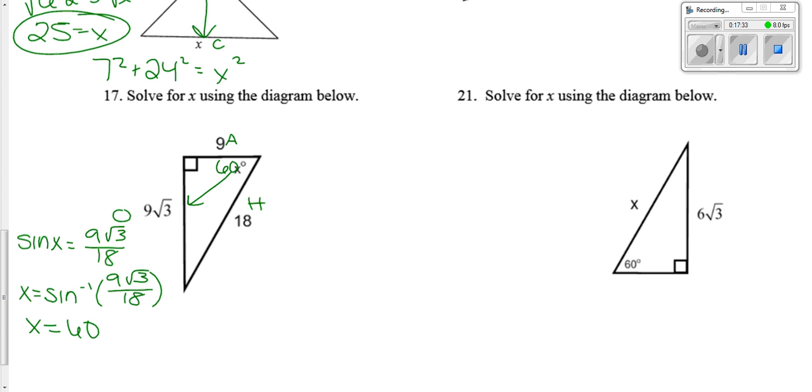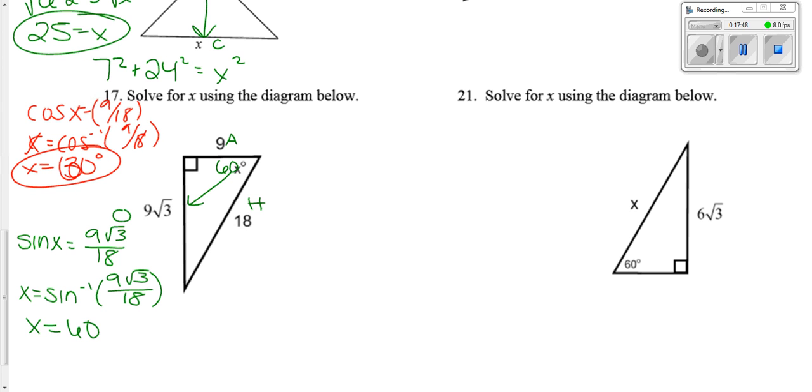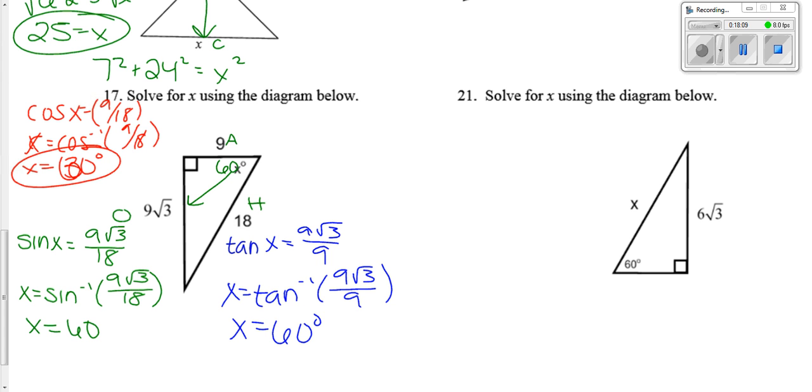I could use cosine. Cosine of x is 9 over 18. So x equals cosine inverse of 9 over 18, which is 60 degrees. I could use tangent. So tangent of x would equal 9 radical 3 over 9. So x would equal tangent inverse of 9 radical 3 over 9, which still gives me that x is 60 degrees.